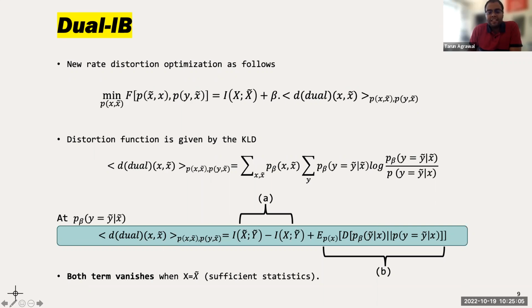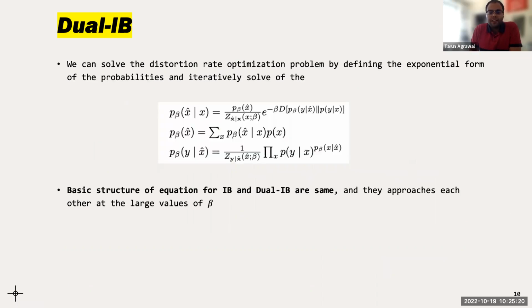As we can see, both terms vanish when x tilde has sufficient statistics, and this will behave like a simple information bottleneck. So again, we can solve it iteratively using the BA algorithm, the same as we did for the information bottleneck.